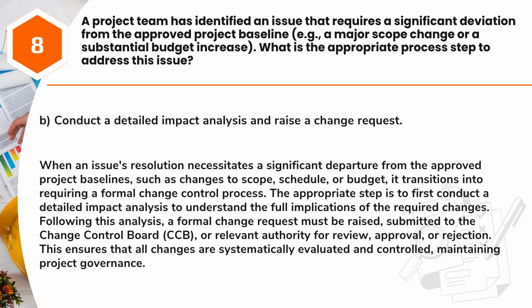Answer: B. Conduct a detailed impact analysis and raise a change request. When an issue's resolution necessitates a significant departure from the approved project baselines, such as changes to scope, schedule, or budget, it transitions into requiring a formal change control process. The appropriate step is to first conduct a detailed impact analysis to understand the full implications of the required changes. Following this analysis, a formal change request must be raised, submitted to the Change Control Board, CCB, or relevant authority for review, approval, or rejection. This ensures that all changes are systematically evaluated and controlled, maintaining project governance.